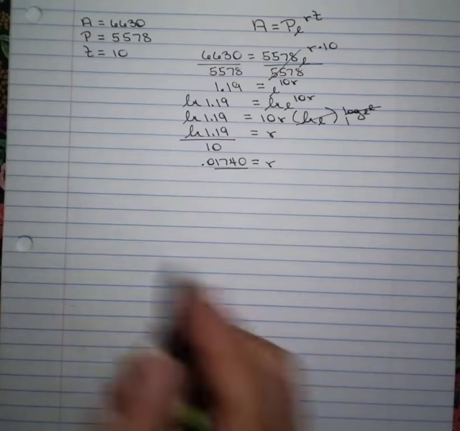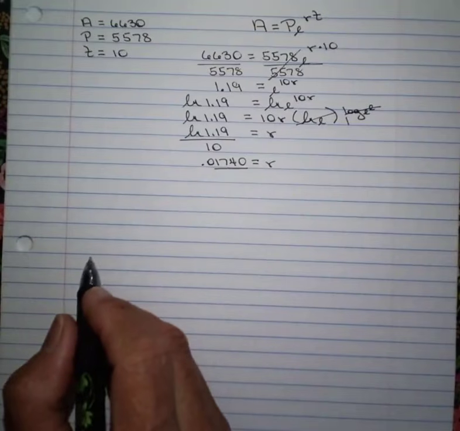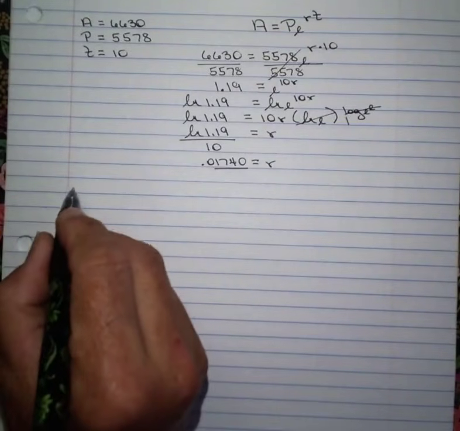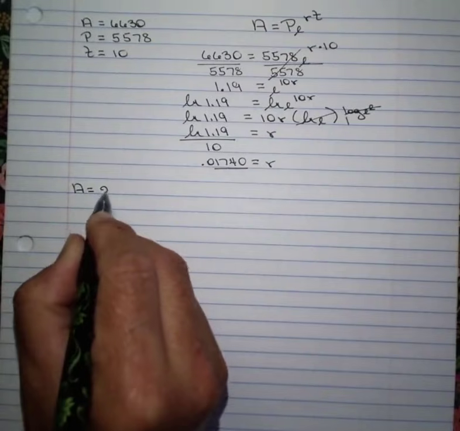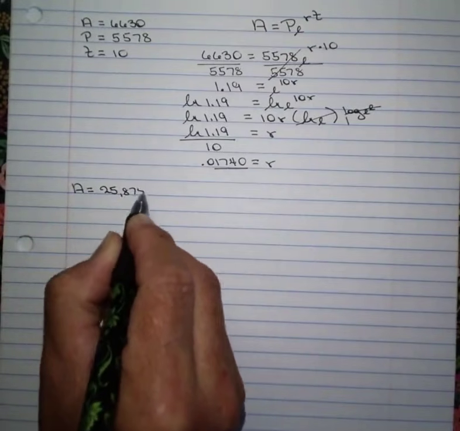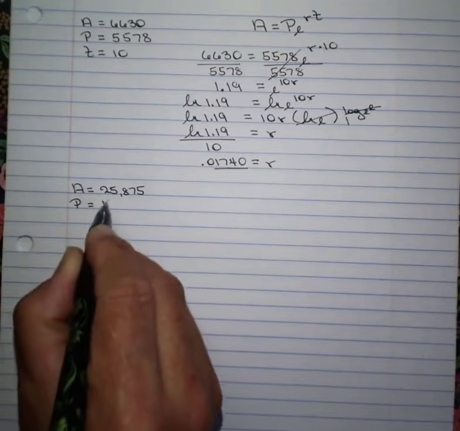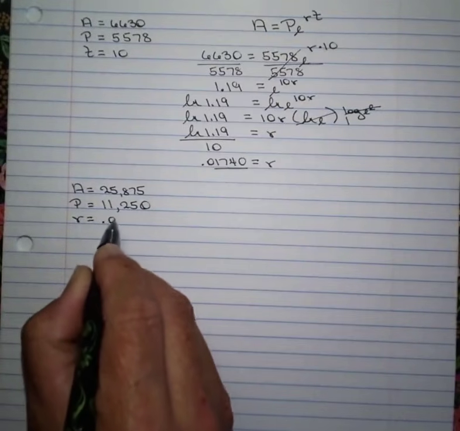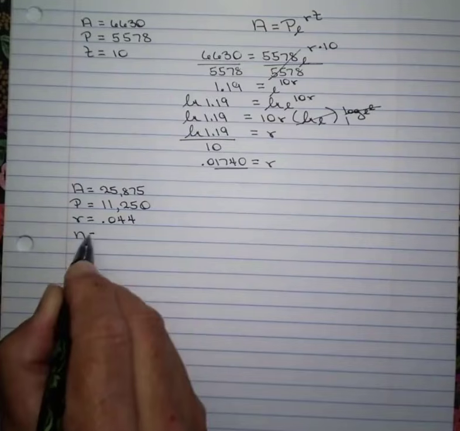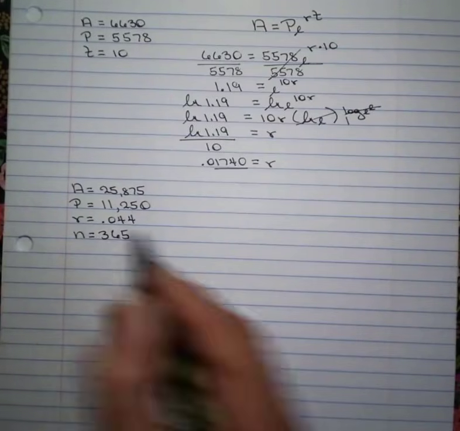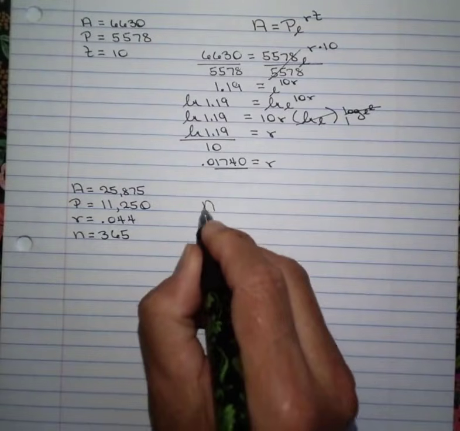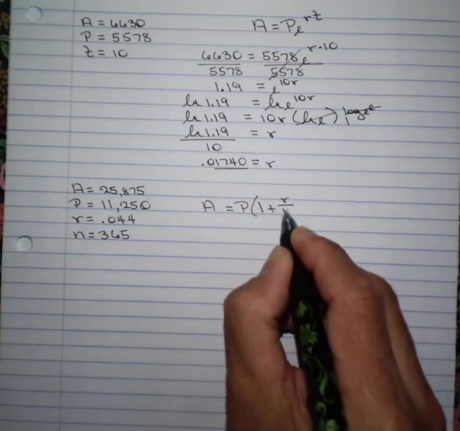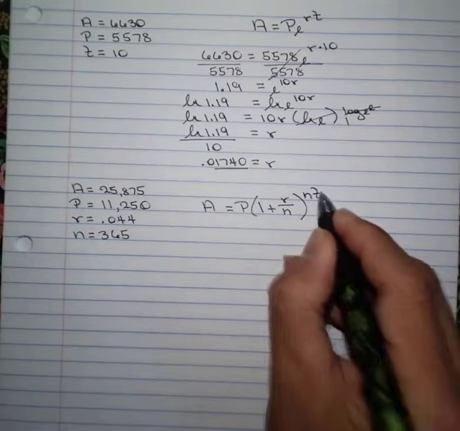Now, let's take a look at another one. I want to do one that's got the other formula in it, which was the interest that was compounded. Let's do this one compounded daily, and the ending amount they've given us was $25,875. The principal they started with was $11,250. The rate is given to us, 0.044, and n, the number of times compounded, is 365 since it's daily. That's all I need, besides the formula, which is A equals P times 1 plus r divided by n, raised to the power of n times t.